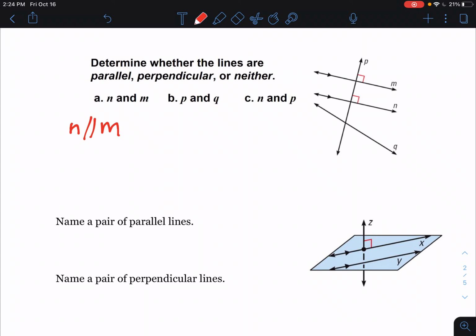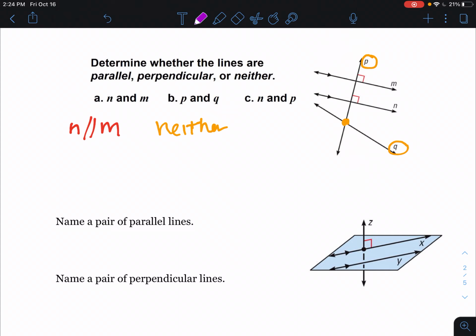All right, what about P and Q? Let's look at P and Q. Well, they do intersect, so they can't be parallel. But do they intersect at a right angle? I don't see a square, so they're not perpendicular either. So I'm going to put neither.